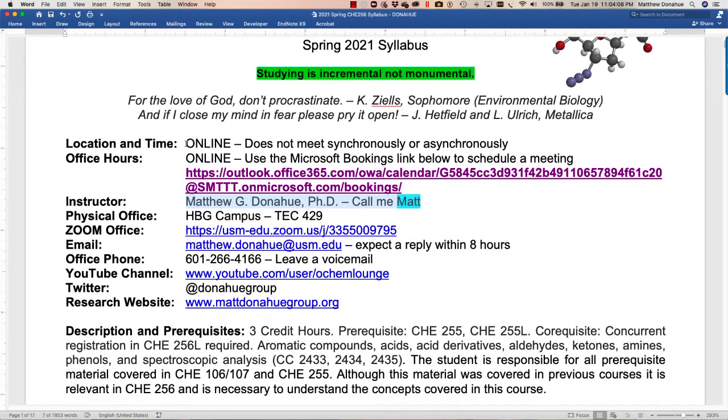This class is entirely online, which means it does not meet synchronously or asynchronously. So what that means is basically when you're in Canvas, you're going through the course at your own pace. And as we'll see below in the schedule, there are certain due dates for the assessments and the exams.